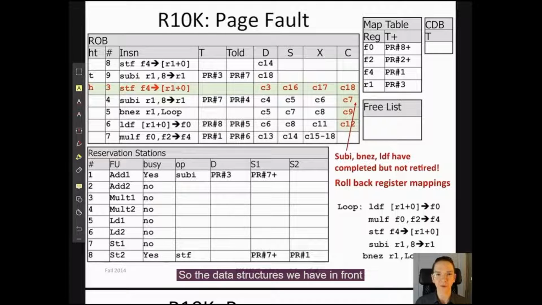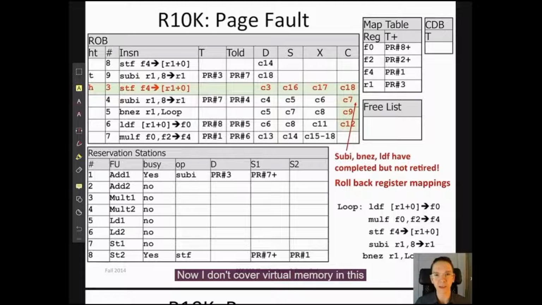So the data structures we have in front of us are a snapshot from cycle 19 in our example from the last video. We're in the retire stage, and we've discovered that the store hit an exception, a page fault, say during the execute stage or the complete stage, the address computation, and we've discovered a TLB miss.